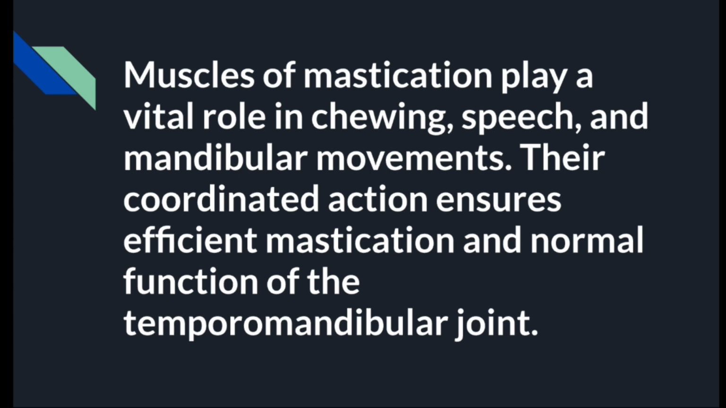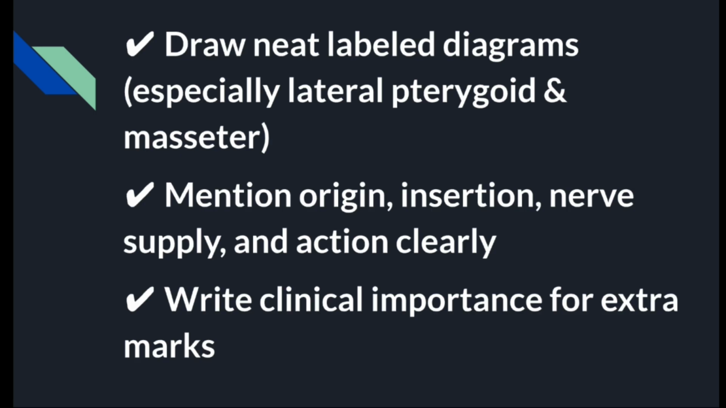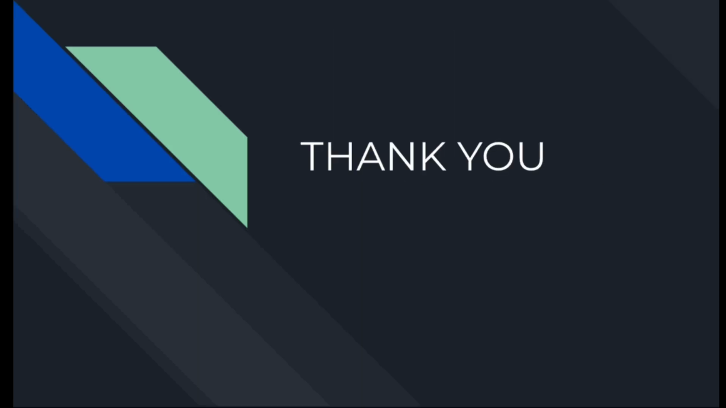So this is how the muscles work. Exam tips: draw a neat diagram as far as possible and practice it. Mention origin, insertion, nerve supply and action clearly. Write about clinical importance for extra marks. This is one of the most important questions for 10 marks. They can also ask 5 marks, giving an individual muscle like masseter, temporalis, lateral pterygoid, or medial pterygoid. If you write this much and draw the diagram, it's more than enough.